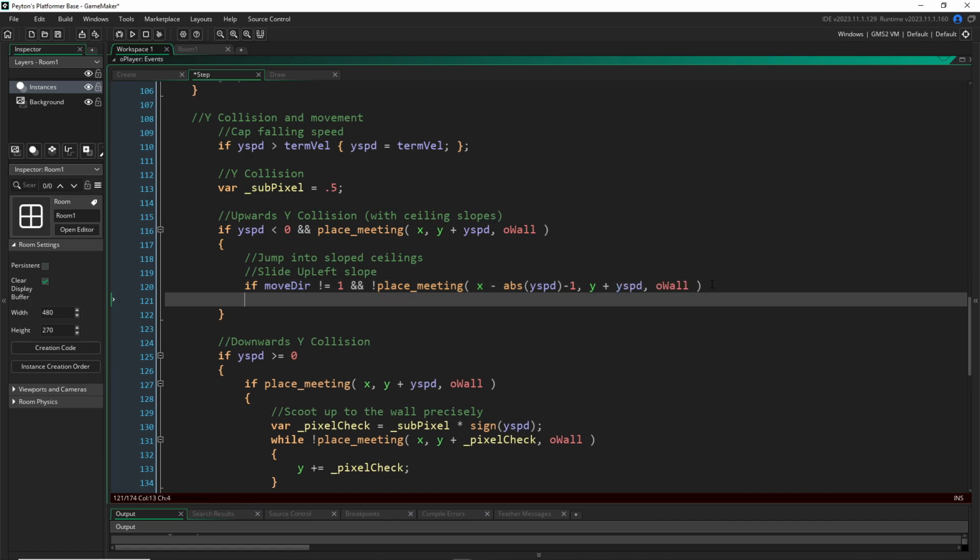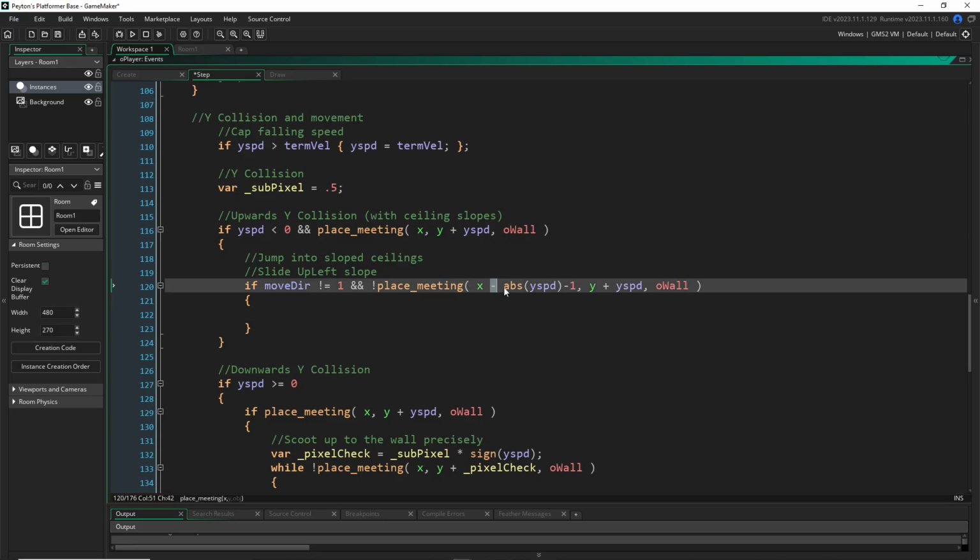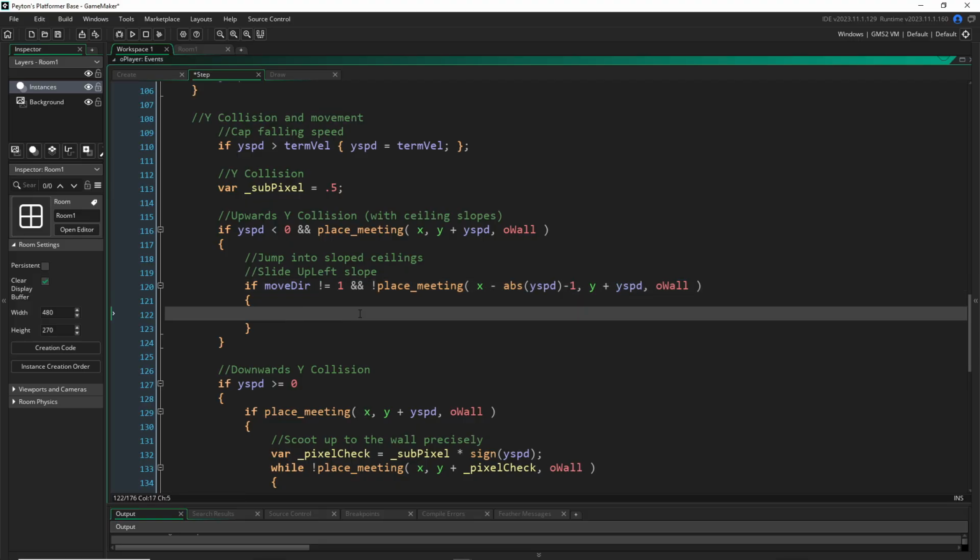So if we're not trying to move to the right, and whenever we go up to a ceiling and there is space to the left of us, which again, this will be a 45-degree check because we're checking the same as our Y speed, basically, then let's push ourselves to the left in the same way that we did the other stuff. While there is a place meeting of the current X position and our future Y position with the wall, then we can move our X out of there.